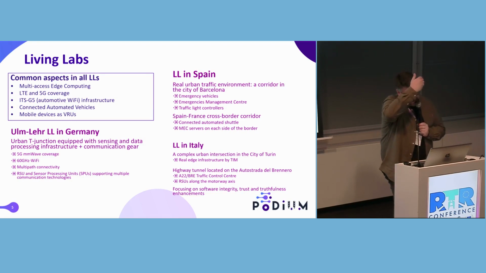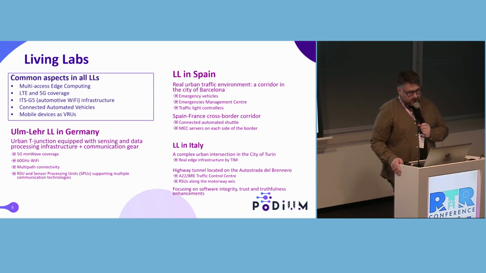Below you can see some specifics of the different sites. The one in Germany, in Ulm, has as extra compared to the other living labs, the 5G millimeter wave coverage, the 60 gigahertz Wi-Fi, and the multipath connectivity. We're executing there the idea of using more than one path from the source to the destination, where the destination might be in the cloud or at the edge. And the idea is not to use only different technologies, like using both Wi-Fi and 5G, but also to use different paths using similar technologies in order to make a better scheduling of the packets towards the destination. And of course, we have RSUs and sensor processing units pretty much in all the sites.